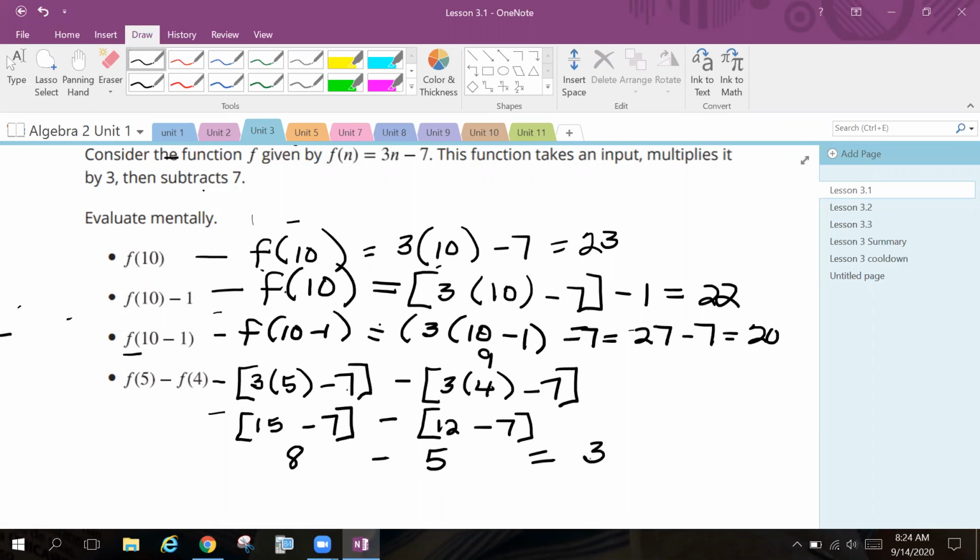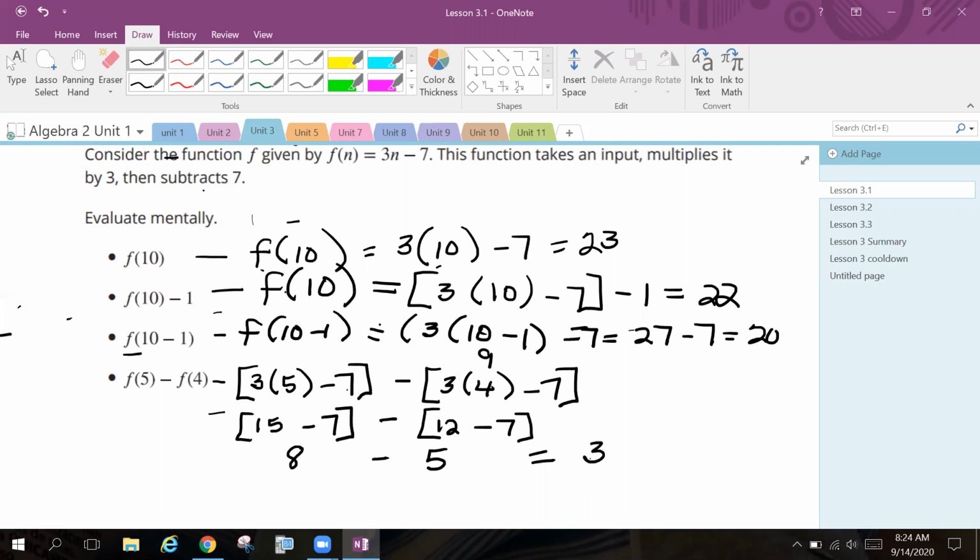Okay? Wait, the whole answer is 3? The whole answer is 3. Oh, I thought we were going first. No. So what they wanted you to do was substitute two different numbers in separately into this one function rule, okay? So you had to simplify each of those and then subtract your final two answers, okay?